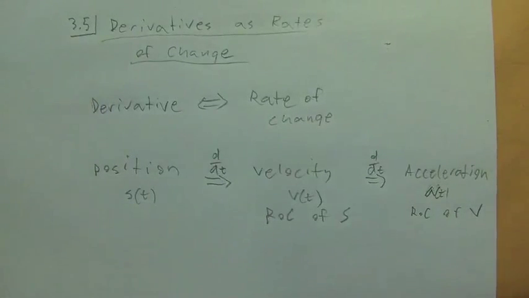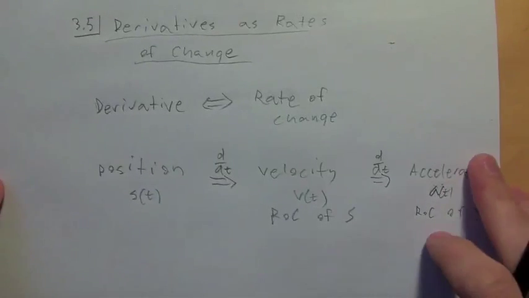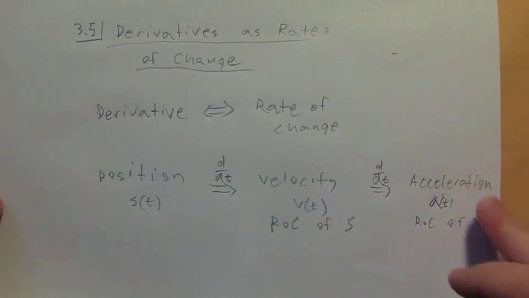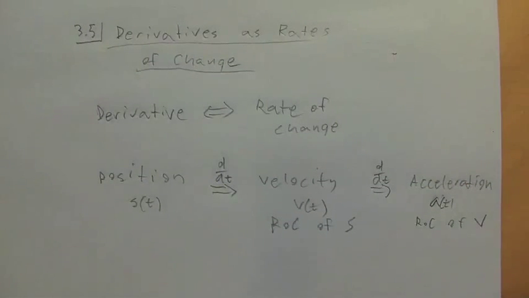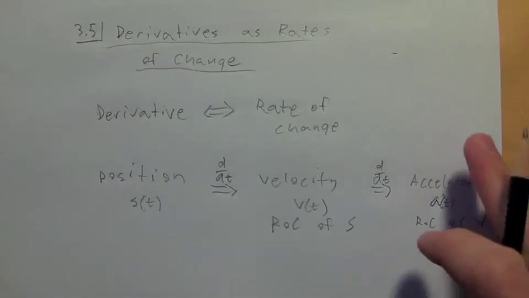Okay. But what 3.5 starts to really look at is that it doesn't have to be position, velocity, acceleration. It can be all sorts of things. It could be how, say, demand is changing in an economics problem. It could be how the population changes over time. If you have a population of bacteria or a population of people over time, how the population changes. And so if you have a function that gives you the population, then the derivative would give you the rate of change of the population.